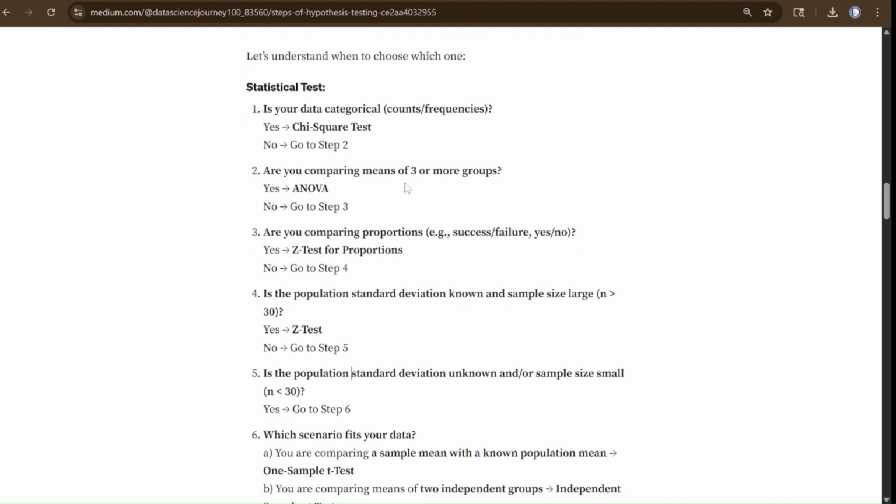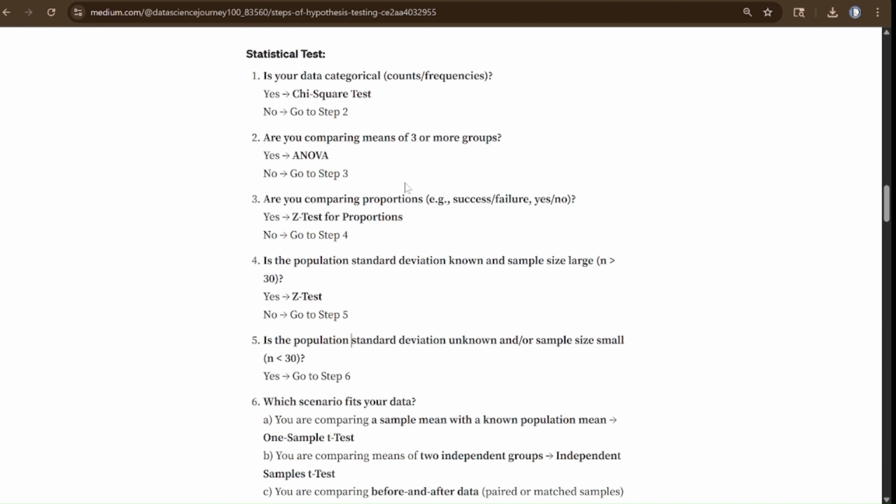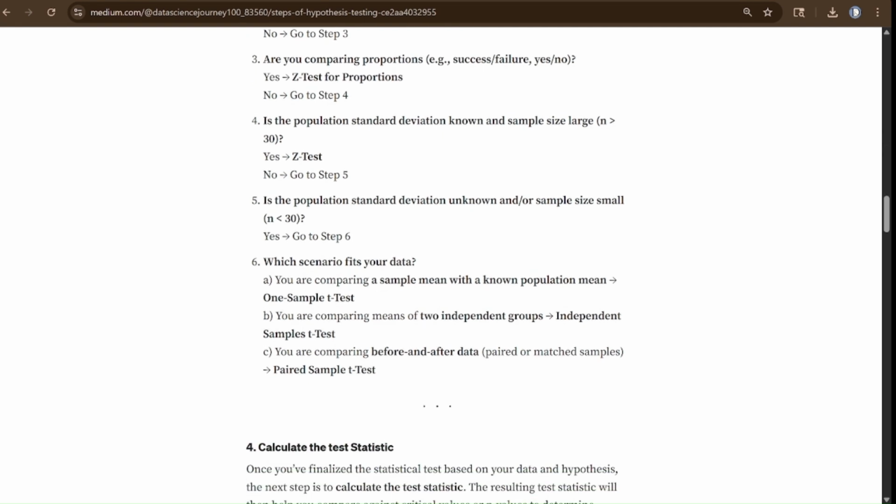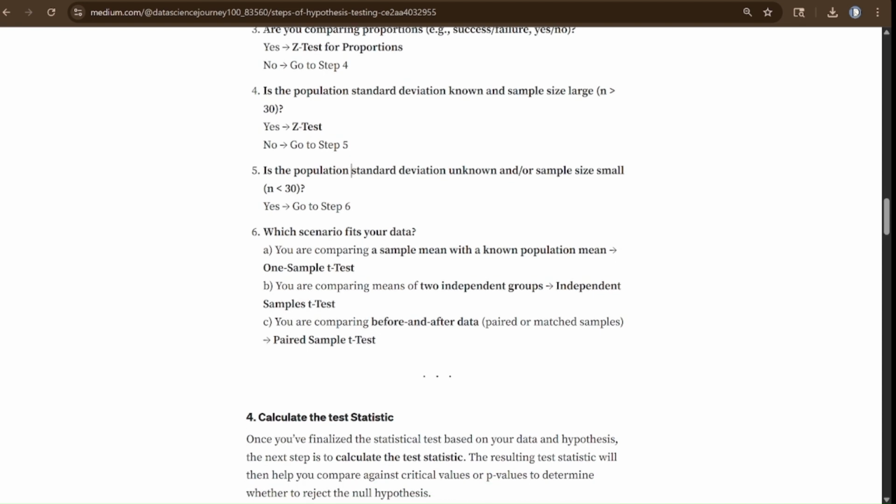If you are comparing means of three different samples, then in that case you have to use ANOVA. Or let's say you are comparing proportions, like 30%, 50%. In that case you have to select the G-test. But if you are comparing means and you know the population standard deviation and your sample size is greater than 30, if this condition is satisfied, then you also do a Z-test for means. Okay. But if your population deviation is not known and your sample size is less than 30, then you have to go for a t-test.